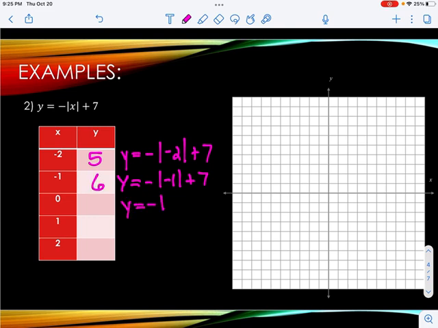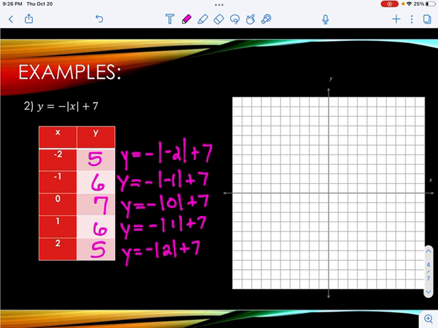Y equals the negative absolute value of 0 plus 7. The absolute value of 0 is 0. Negative of that is still 0. 0 plus 7 is 7. Then we come down to the next part. Negative absolute value of 1 plus 7. Absolute value of 1 is 1. Negative of that is -1. -1 plus 7 is going to give us 6. And then we do the negative absolute value of 2 plus 7. Absolute value of 2 is 2. Negative of that is -2 plus 7. It's going to give us 5.